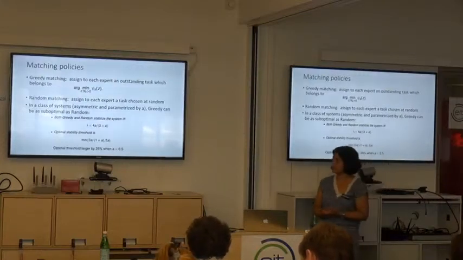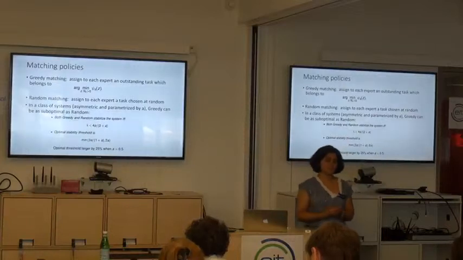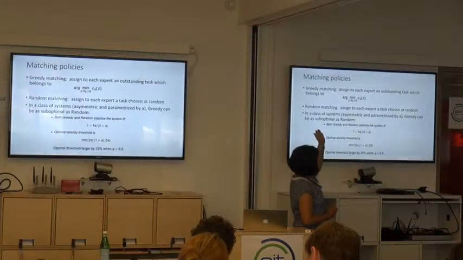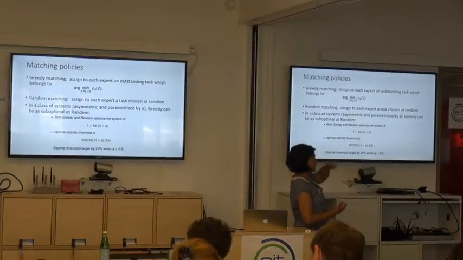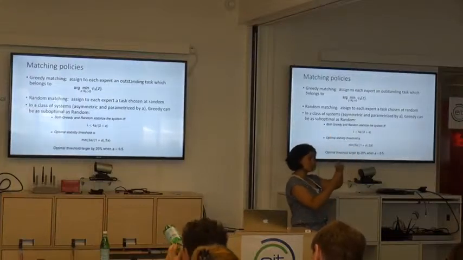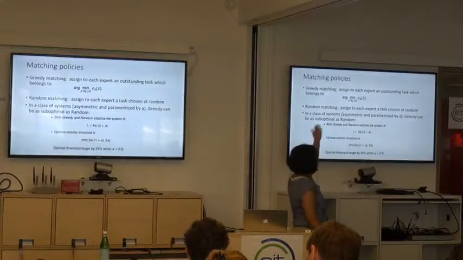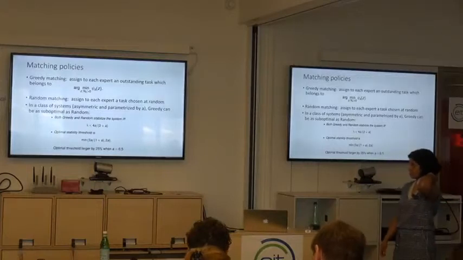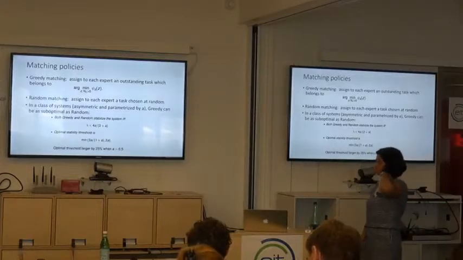The greedy policy basically tries to minimize this failure rate, varphi. So it picks and assigns to each expert a task that will minimize this failure rate. And the random matching policy basically just picks a random task for each expert.